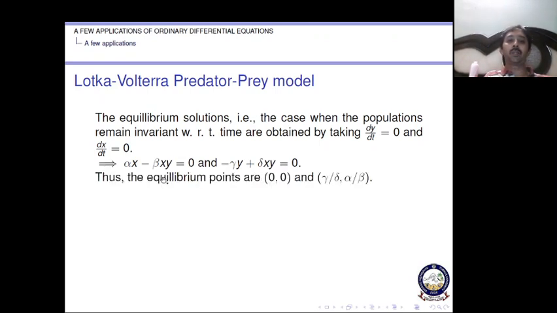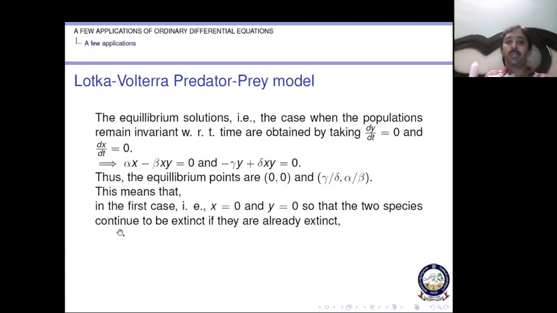Solving them will give us two solutions, namely x equal to 0, y equal to 0 and x equals γ/δ and y equals α/β. Okay, now what do you mean by this? In terms of interpretation, this means that when x is 0 and y is 0, that means when there is no fox and when there is no rabbit, then the population will remain the same. That means the two species will continue to be extinct if they are already extinct.